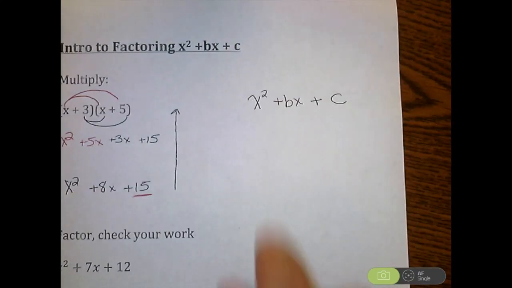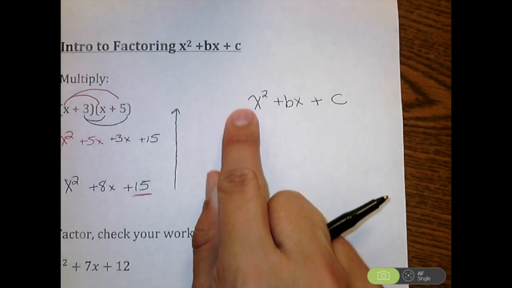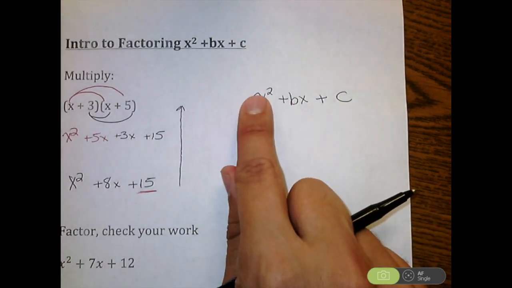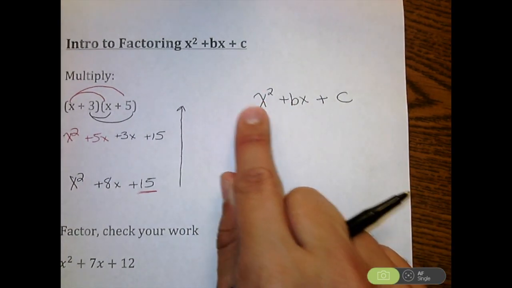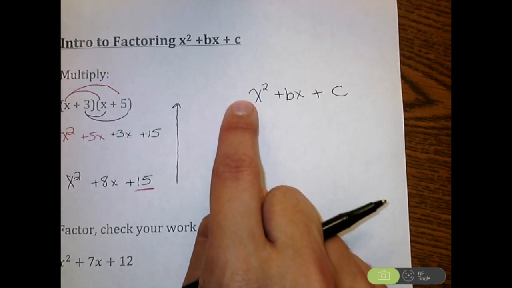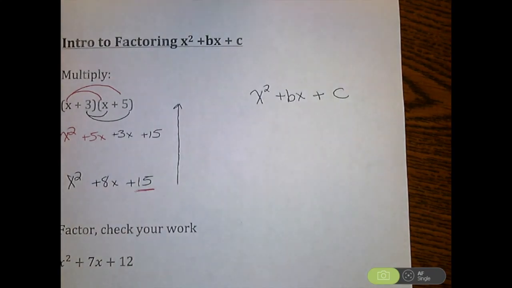In this video, we're only dealing with x squared plus, and I'm going to use b and c in place of the numbers. Eventually, we're going to work with a number in front of the x squared. But for this one, we only care about a plain old x squared. There's actually a 1 there. We're going to have a different way of doing things if there's a number there.